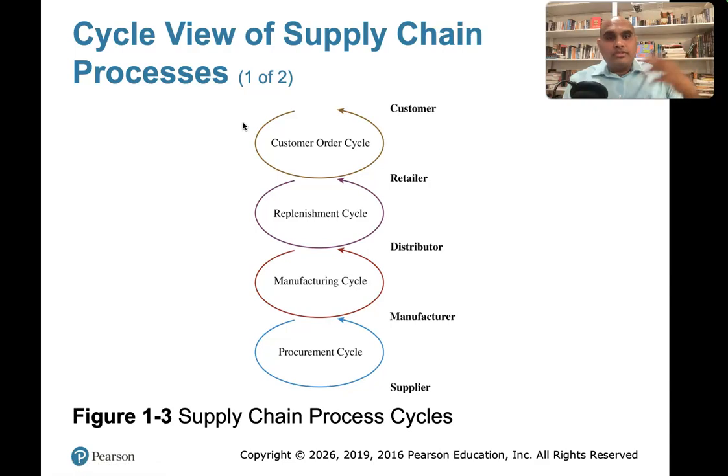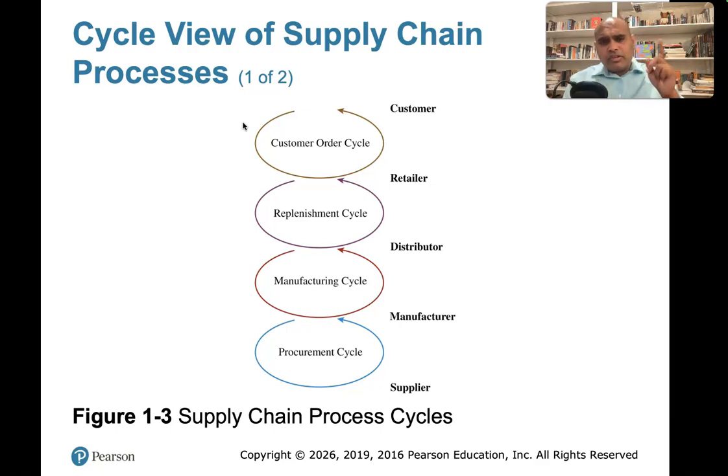If you look at business to business transactions, a customer might place an order, say, every week or every 2 weeks or every month or every 6 months or every year, on some particular cycle. So if you're looking at customer orders as a part of a cycle, then the retailer and the customer are part of the customer order cycle. The distributor and the retailer are part of the replenishment cycle, and the manufacturer and distributor are part of the manufacturing cycle, and finally the supplier and manufacturer are part of the procurement cycle.